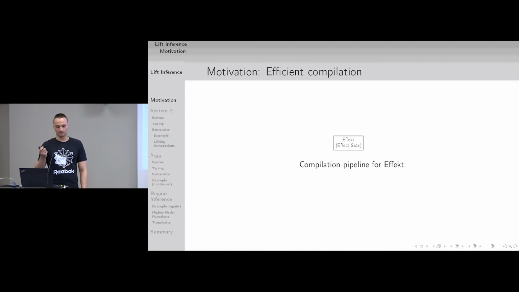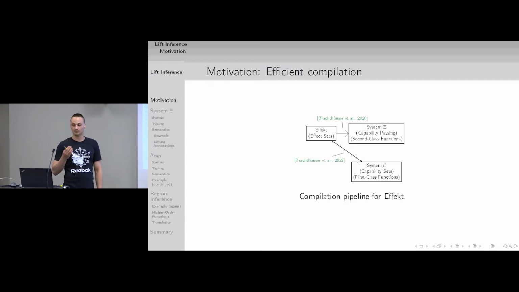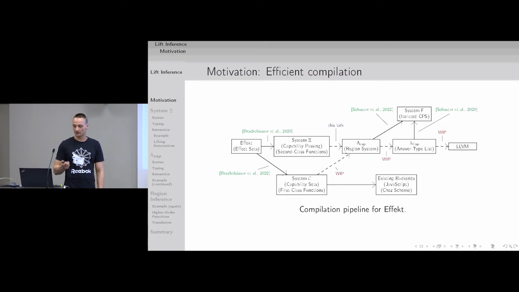Our motivation is the efficient compilation of our surface language, which is called Effekt, and it's presented here and before. We already have an existing translation to an underlying core language, or rather two, called system Xi, or its extension system C, which has first-class functions. We already have some existing backends in JavaScript and JScheme, but they're not as efficient.